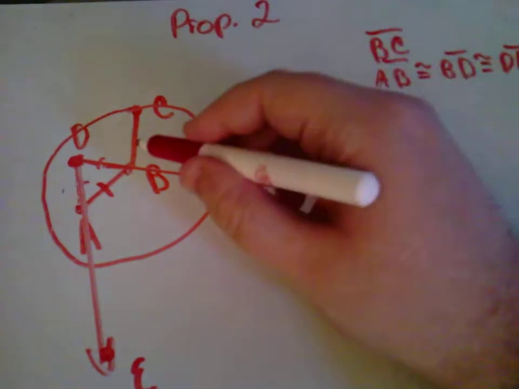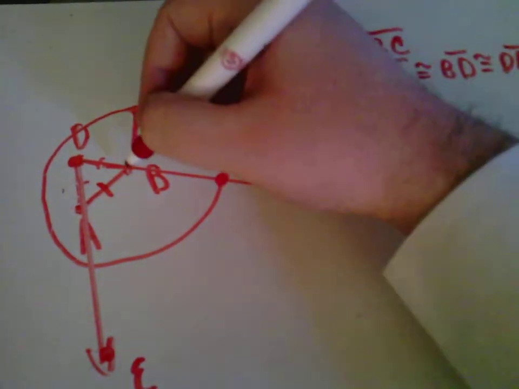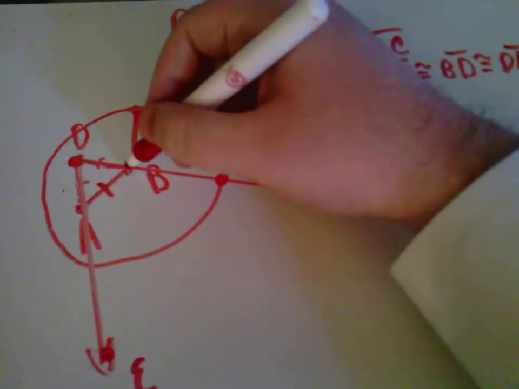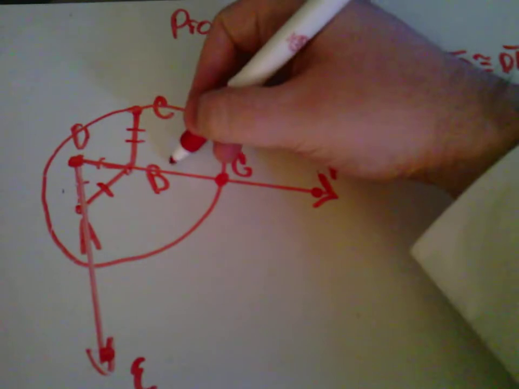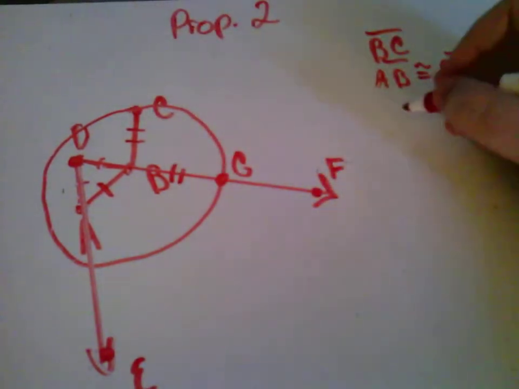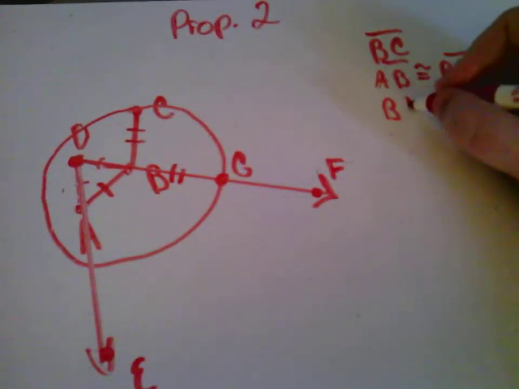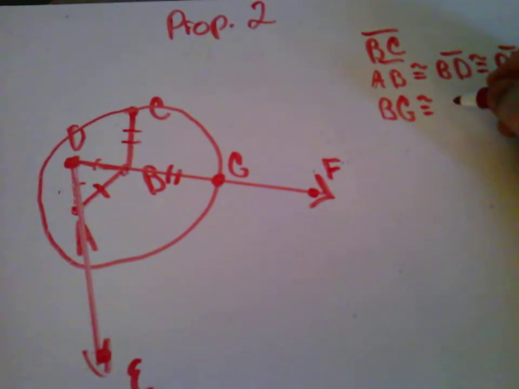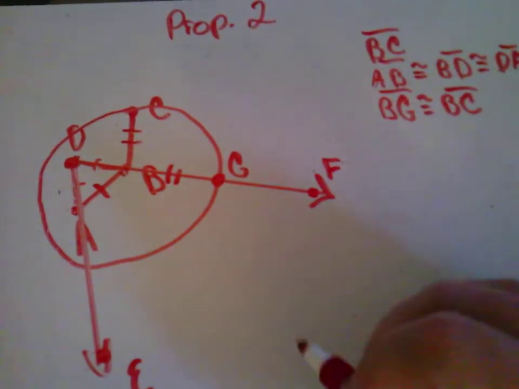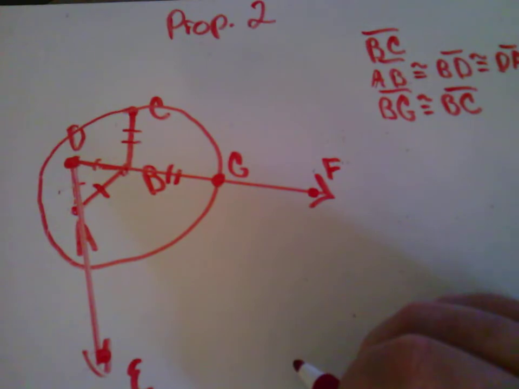So, this is a circle with radius BC, or a radius of BG. So let's note that this line and this line are equal. BG is congruent to BC. Okay? Next, let's create a circle with radius DG.